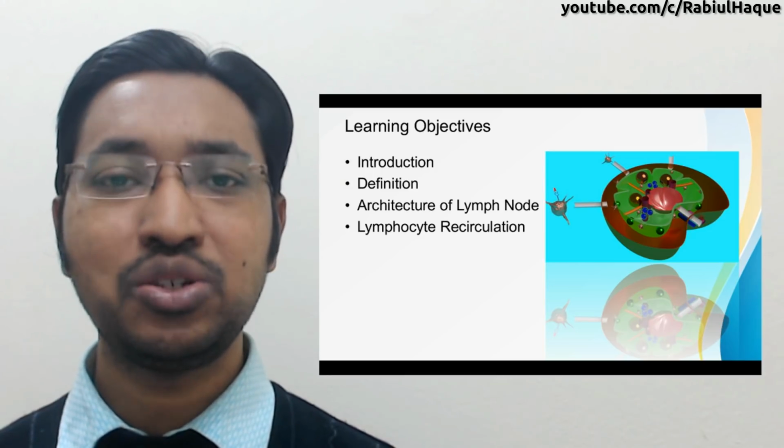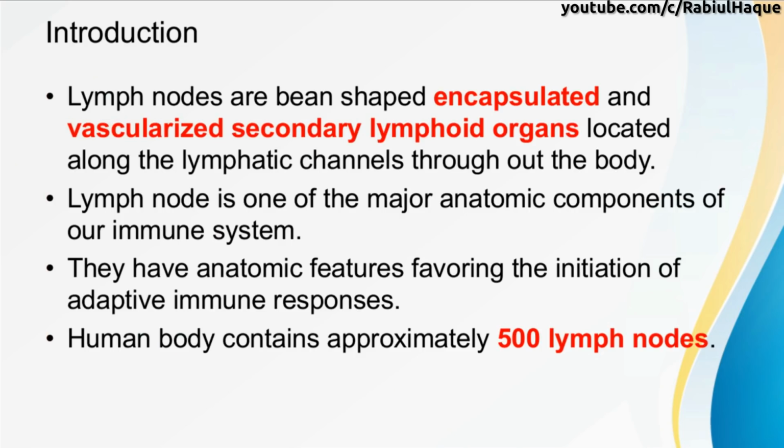First question, what do we mean by lymph nodes? Always remember, lymph nodes are bean-shaped, encapsulated and vascularized secondary lymphoid organs that are located along the lymphatic channels throughout our body. Lymph node is one of the major anatomic components of our immune system, and as we will see, they have anatomic features that favor the initiation of adaptive immune responses. The human body contains approximately 500 lymph nodes.